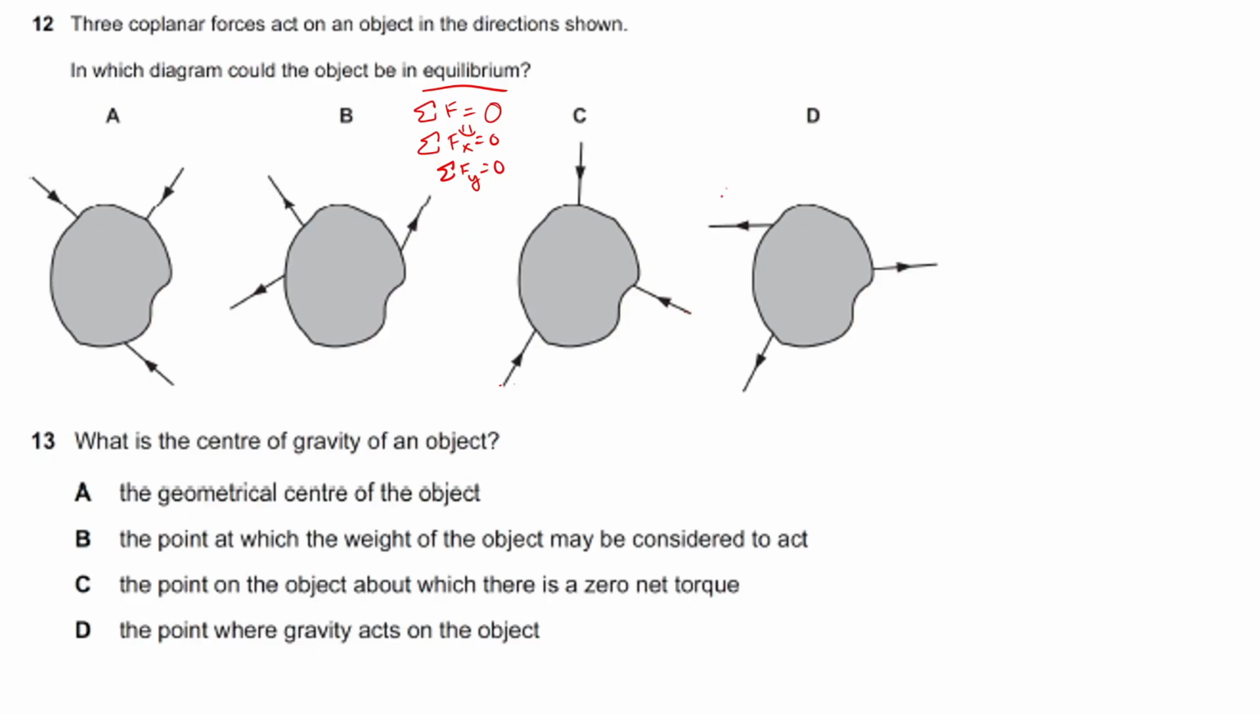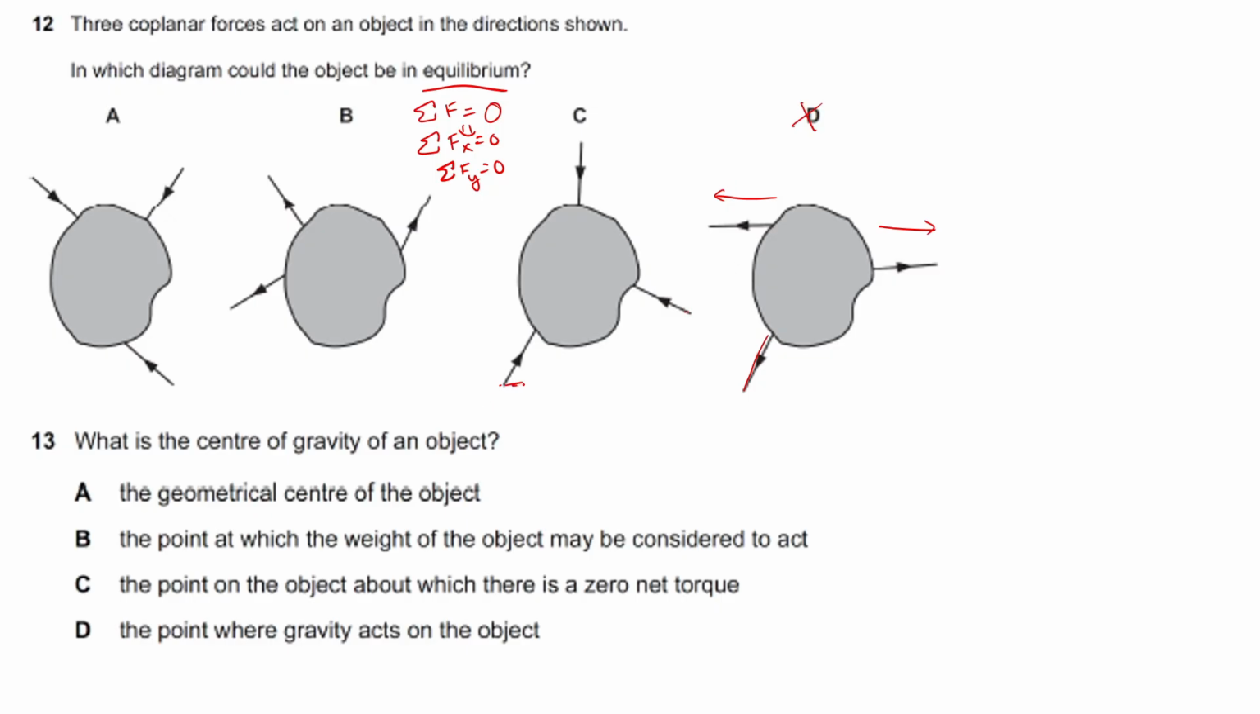So we look at D, for example. We can see that these two forces go in opposite directions and they have roughly the same magnitude. So then those cancel out, but then we have an extra force left. So that means the sum of the forces is not equal to 0.